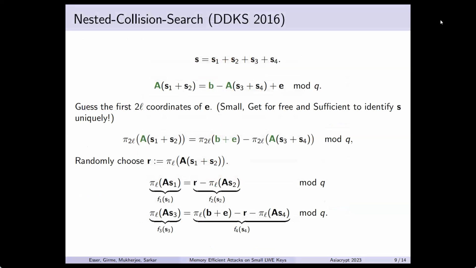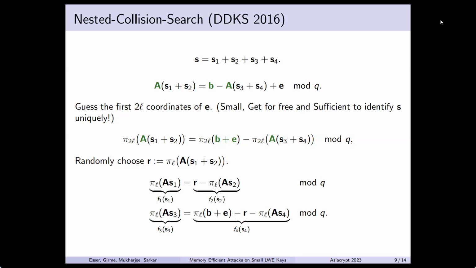to do it. So we are going to use the nested collision search technique by Dinur, Dunkelman et al. from 2016, which was later adopted in the context of subset sum by Esser and May. To do this, we split the solution in 4 parts. We have S equal to S1 plus S2 plus S3 plus S4. And using the LWE identity, we just rearrange it to write it as a times s1 plus s2 is equal to b minus a times s3 plus s4 plus e.